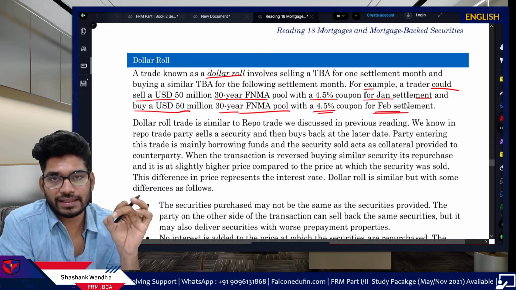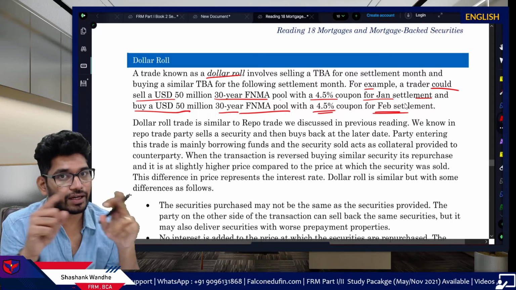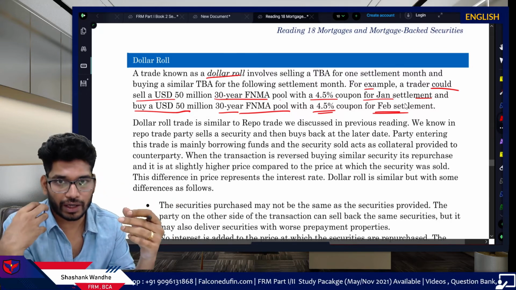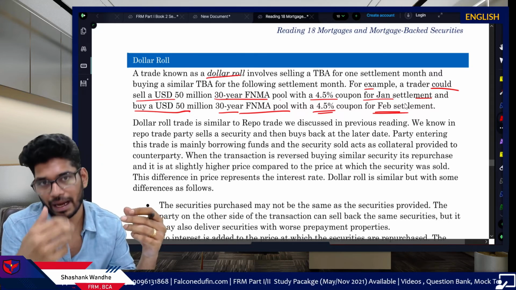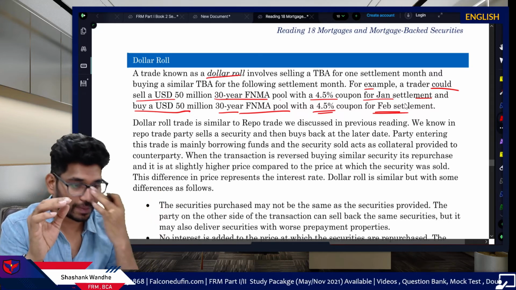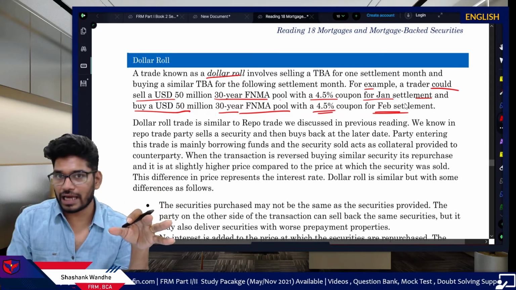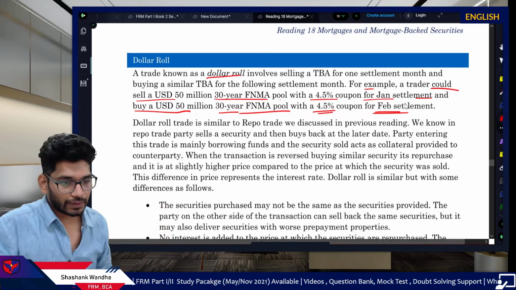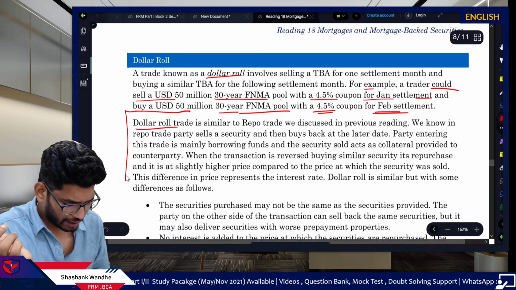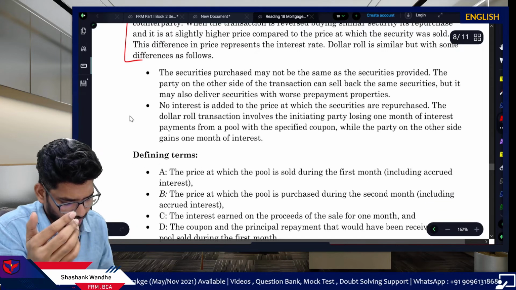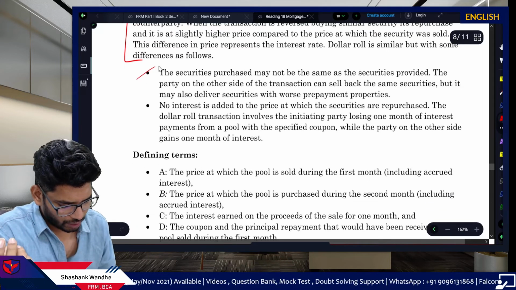Why is the coupon the same here? Remember, just like in repo transaction, the securities should be the same. Okay, so whatever the borrower is selling first and then buying back again, the securities should be the same. Here, the TBA's basic structure should be the same. Underlying can be different. Okay. Again, the same thing is mentioned here. The dollar roll is the same as the repo rate and repo and everything. Okay, so everything is mentioned. And again, you can read this.